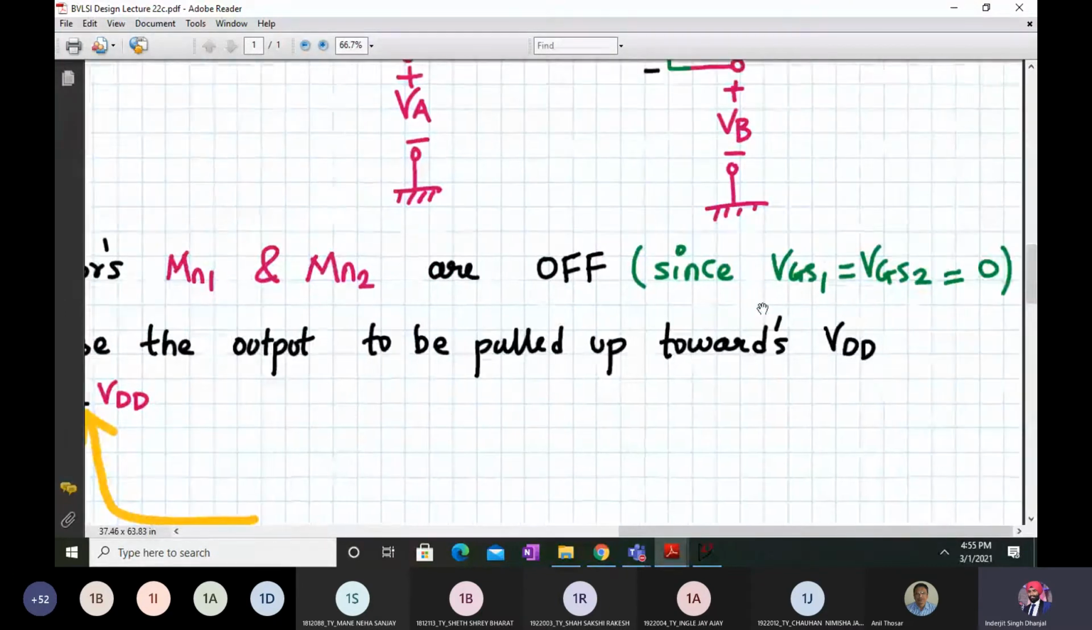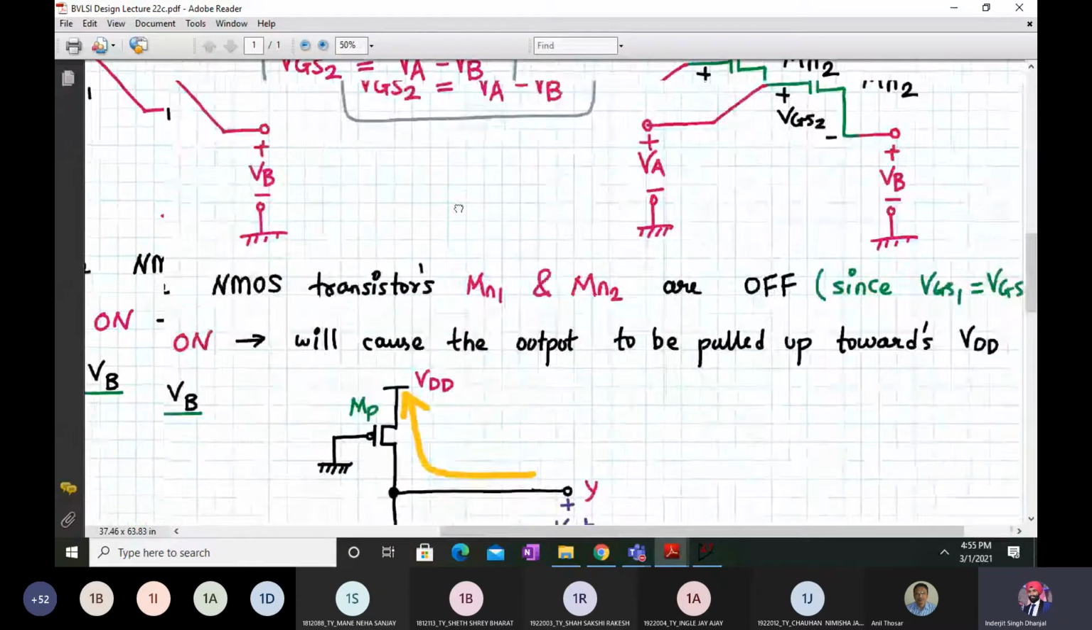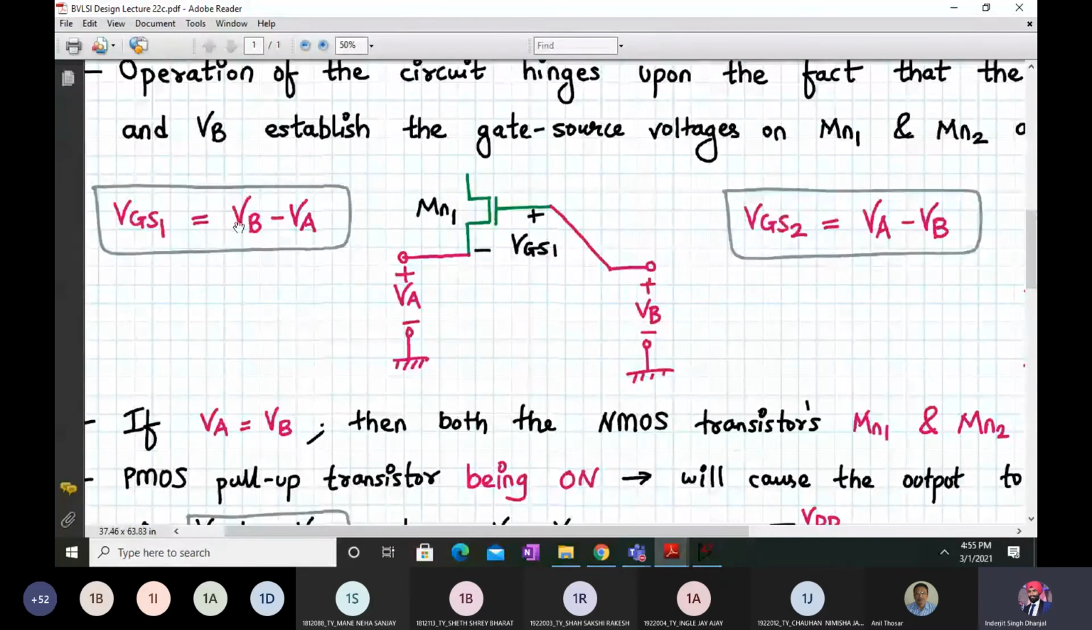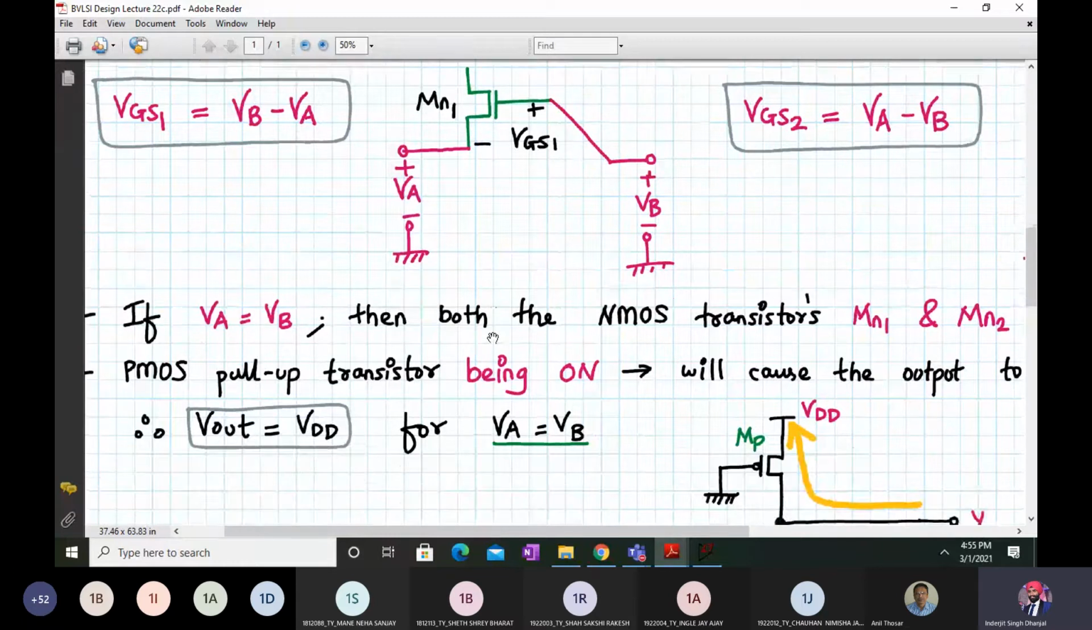But here what is happening? VGS1 and VGS2 are 0. And why are they 0? Because VA and VB are the same. I mean, if it is 0, 0 or logic 1, it doesn't matter. They are the same. So VGS1 and VGS2 are the same, both 0.